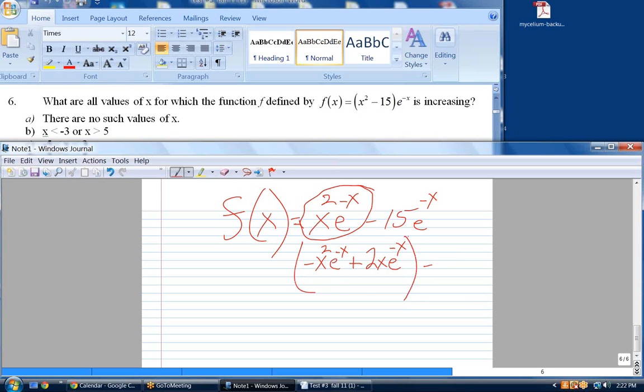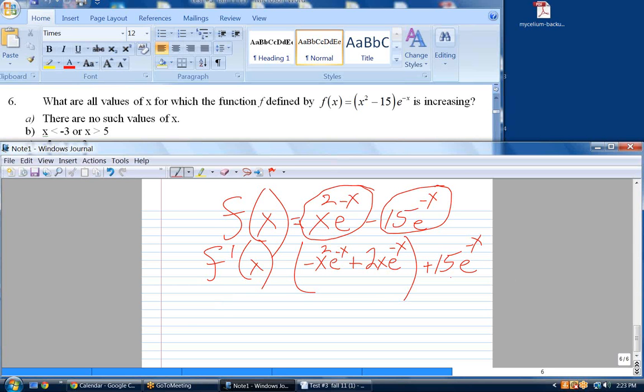So we have that minus the derivative of this, which is what? Negative 15e to the negative x. Yeah, and the two negatives turn into a positive. In other words, when we take the derivative of that, we have a minus 15e to the minus x. Those two negative signs turn into this positive sign. Yeah. So this is f prime of x. So we're setting that equal to 0.